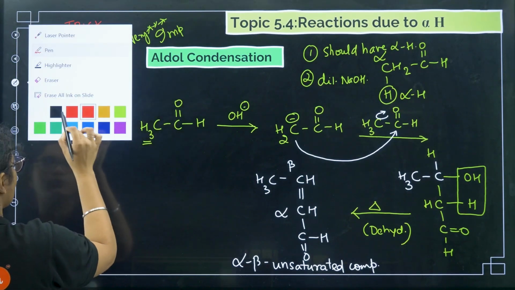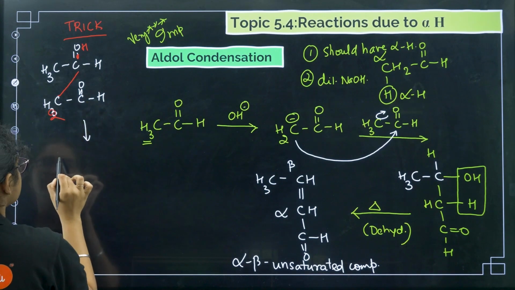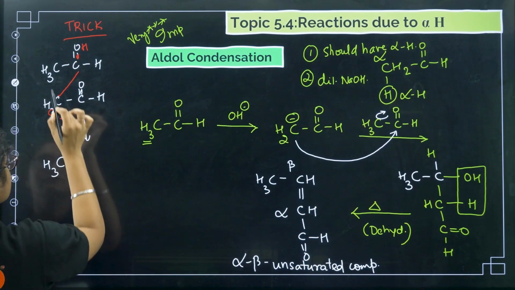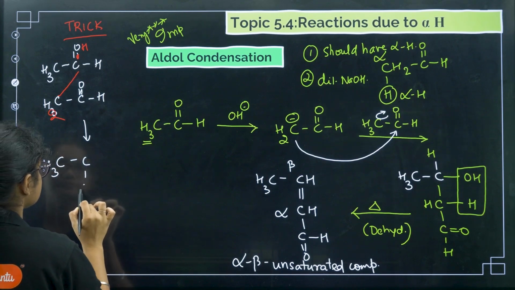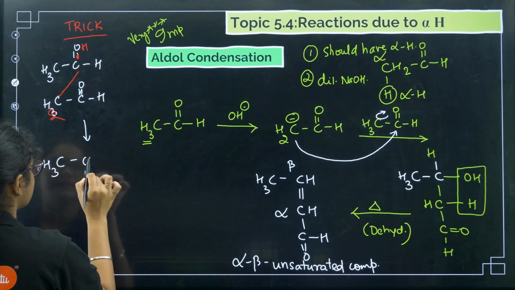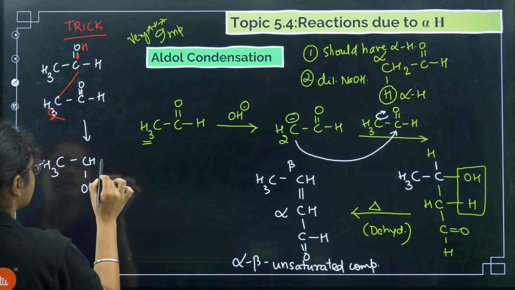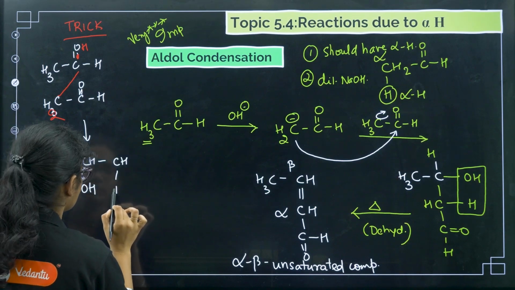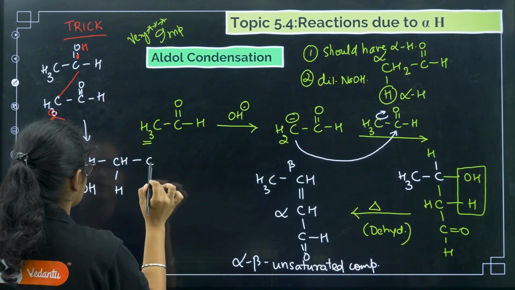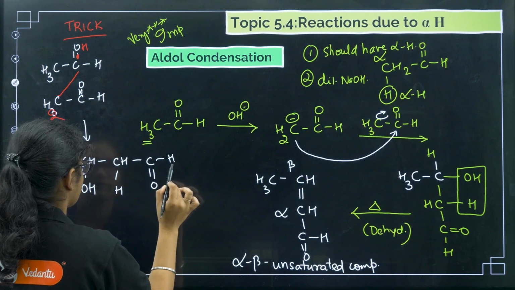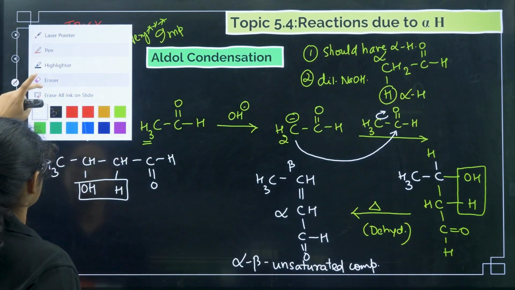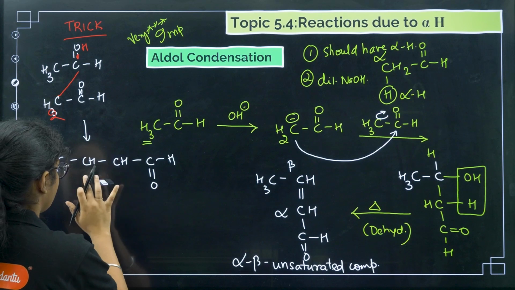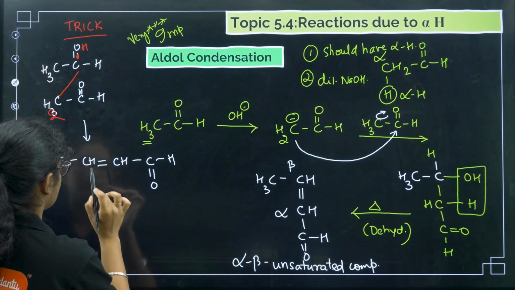So now if I write the product, start from the chain: CH3, then we have C, here I have OH and H. Next, this carbon is connected to this CH2, and then we have C double bond O, H. After that, here OH and H will be there, so there will be dehydration. So just remove this one and add a double bond here.